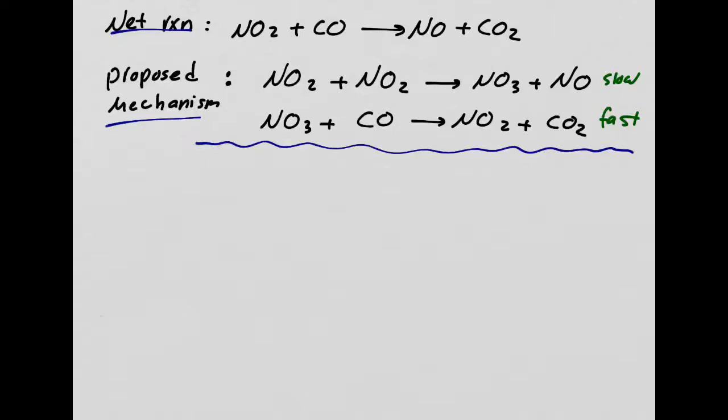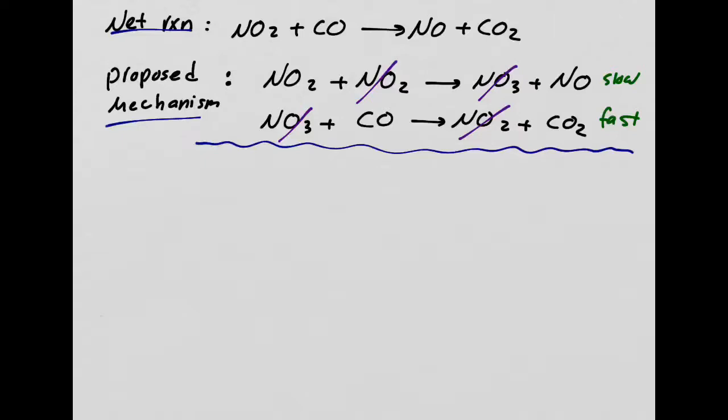What can I cancel out? I can cancel out NO3, because they look exactly the same on both sides. Is there anything else I can cancel out? I can also cancel out NO. They're on the opposite side. Anything else? No. So to add them up, we cancel the ones that we can. The ones that appear on the opposite side, you can cancel out.